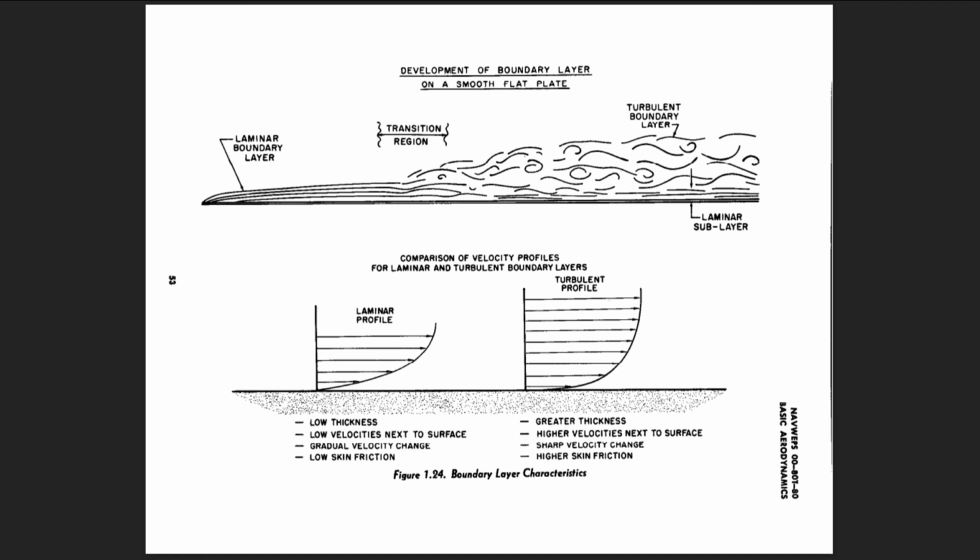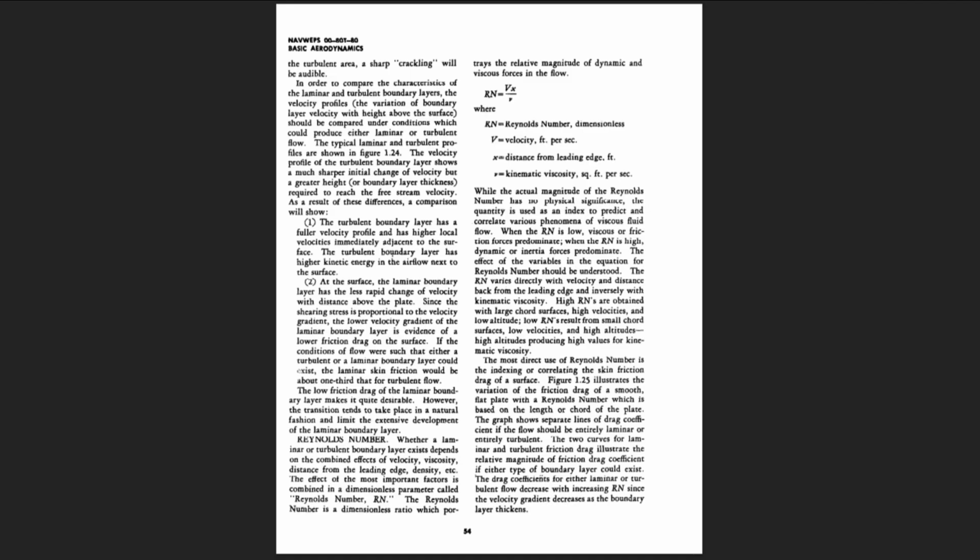The low friction drag of the laminar boundary layer makes it quite desirable. However, the transition tends to take place in a natural fashion and limits the extensive development of the laminar boundary layer. Reynolds number. Whether a laminar or turbulent boundary layer exists depends on the combined effects of velocity, viscosity, distance from the leading edge, density, etc. The effect of the most important factors is combined in a dimensionless parameter called Reynolds number, Rn. The Reynolds number is a dimensionless ratio which portrays the relative magnitude of dynamic and viscous forces in the flow.